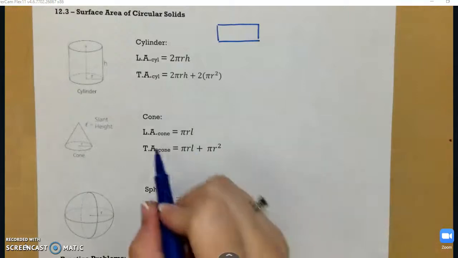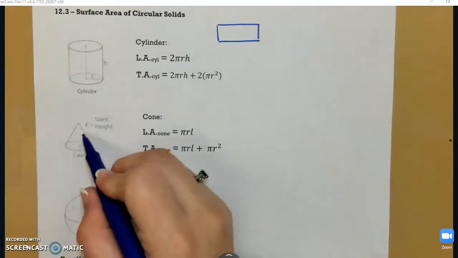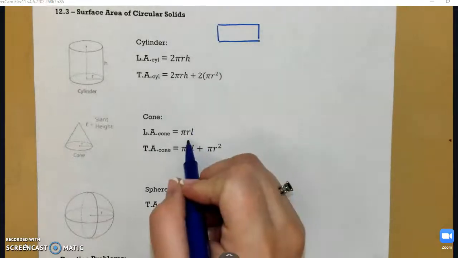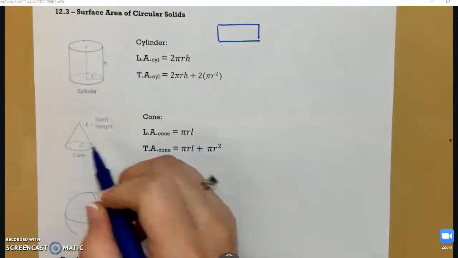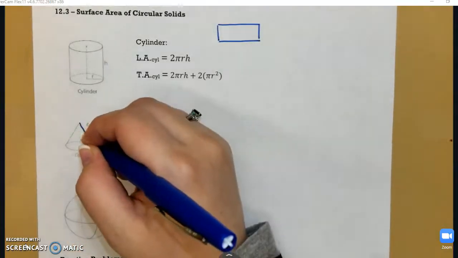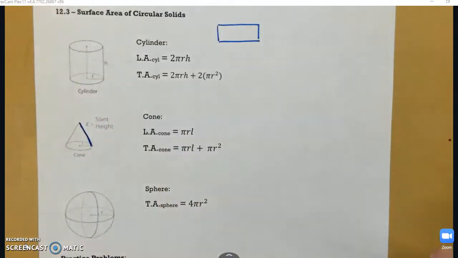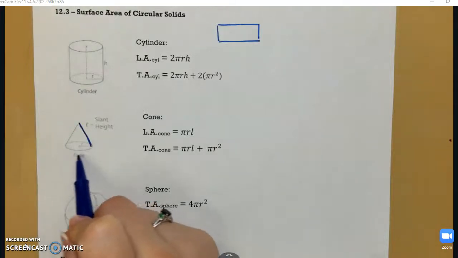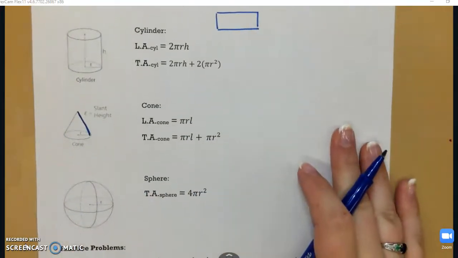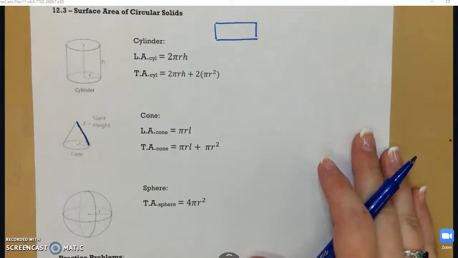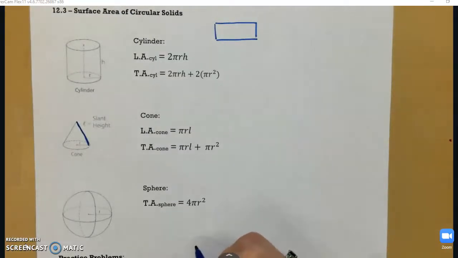For a cone, our lateral side is this kind of ice cream cone portion at the top. And our formula for that is pi RL, where again, R is our radius and L is our slant height. And that's this measurement that goes from the point straight down to the circle. And then our total surface area is going to be the lateral plus the area of that circular base at the bottom. And then a sphere does not have any lateral sides, so it only has a total surface area, and that formula is 4 pi r squared.